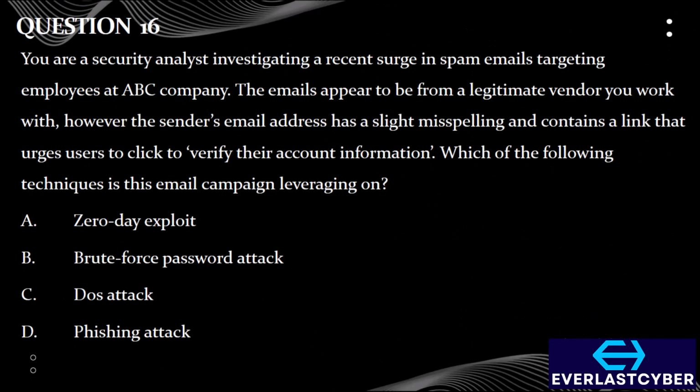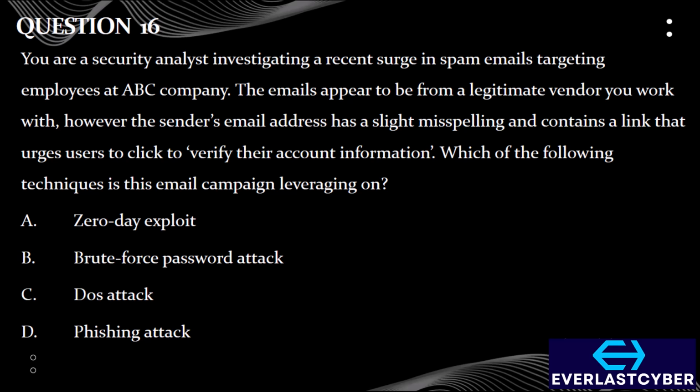Question 16. You are a security analyst investigating a recent surge in spam emails targeting employees at ABC company. The emails appear to be from a legitimate vendor you work with. However, the sender's email address has a slight misspelling and contains a link that urges users to click to verify their account information. Which of the following techniques is this email campaign leveraging? A. Zero-day exploits. B. Brute force password attack. C. DDoS attack. D. Phishing attack.